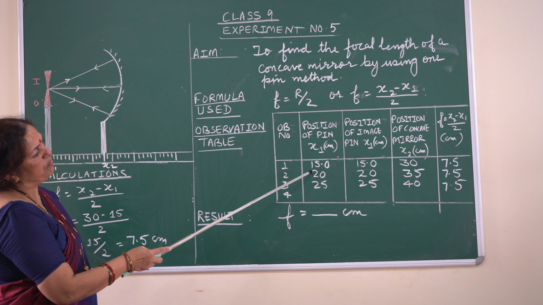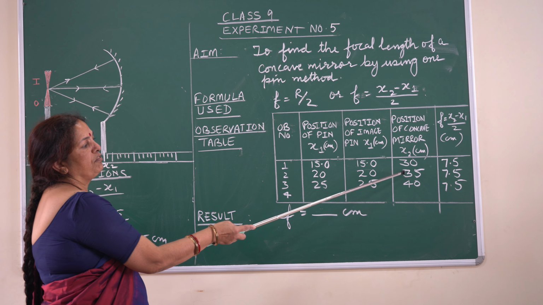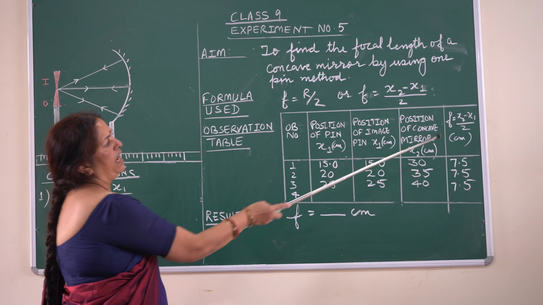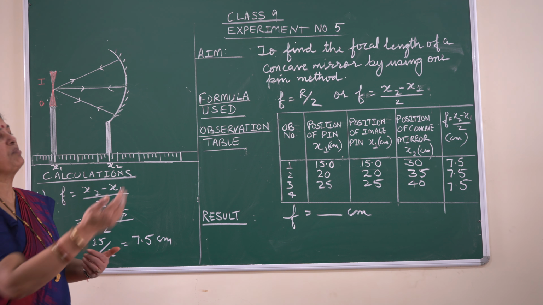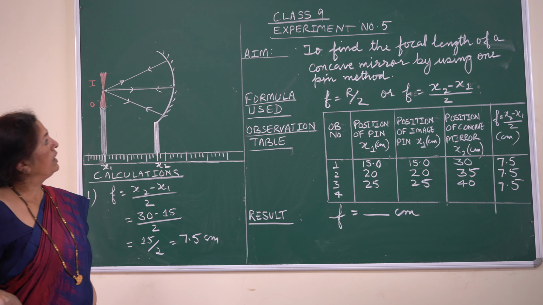The position of the pin will keep on changing, and we'll find the position of the mirror is going to change, but the focal length is going to remain the same, because we are not changing the concave mirror. So the focal length of the concave mirror will remain the same even though I am changing the position of the object pin and the concave mirror.